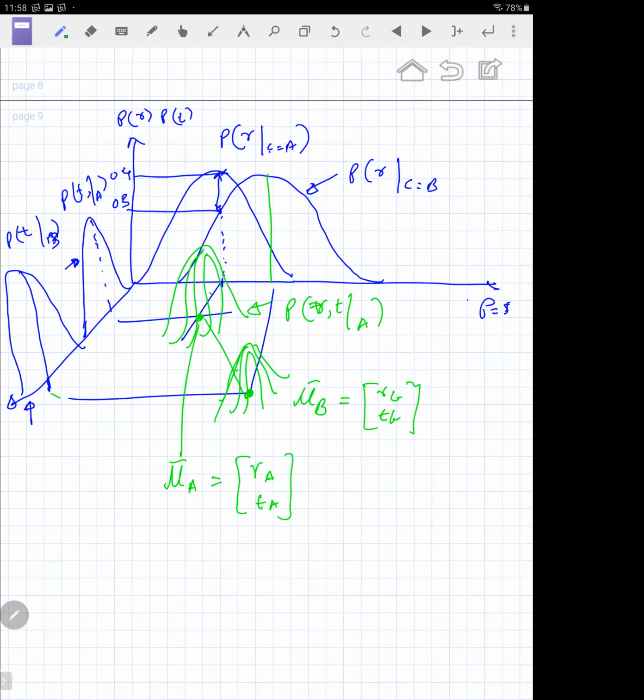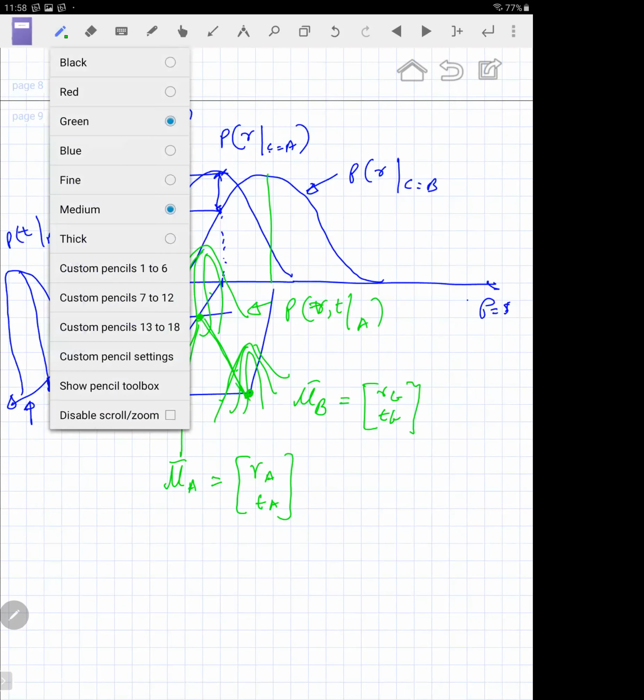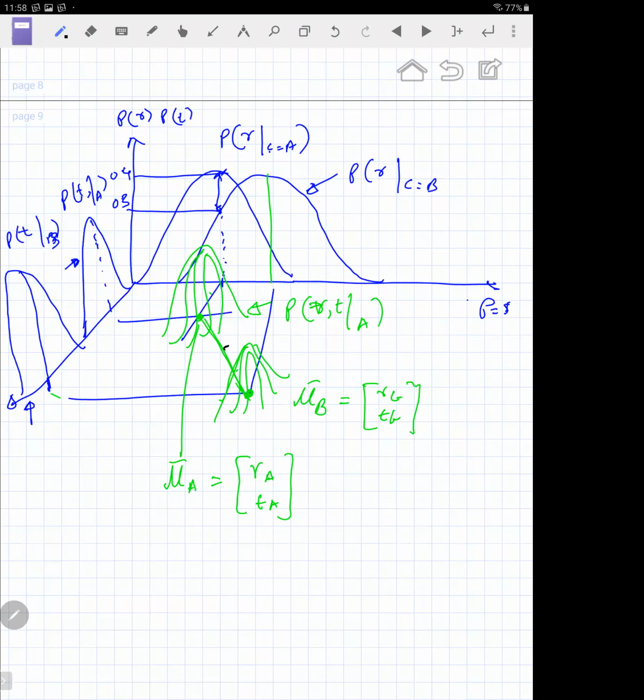So this line over here is a line which is connecting the two centers. And if I draw a perpendicular line between these two, then this is my discriminating boundary.